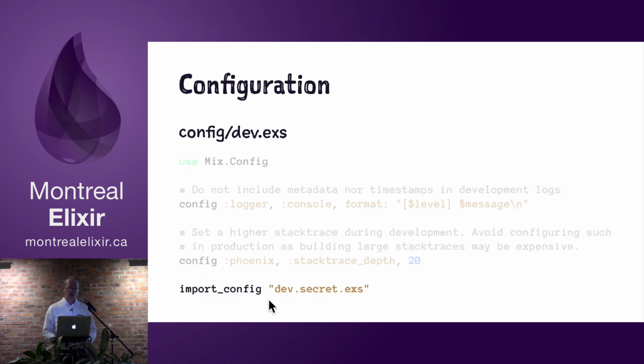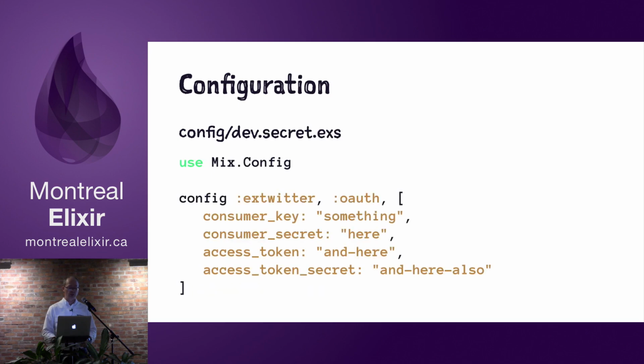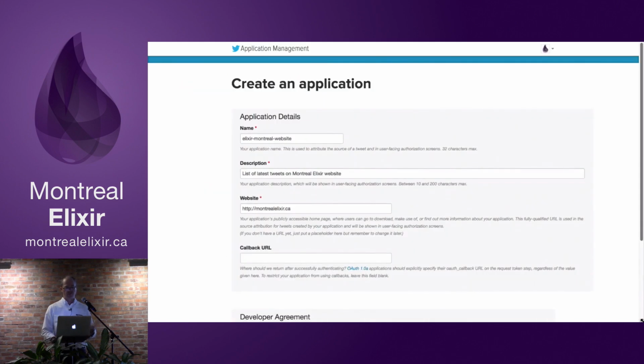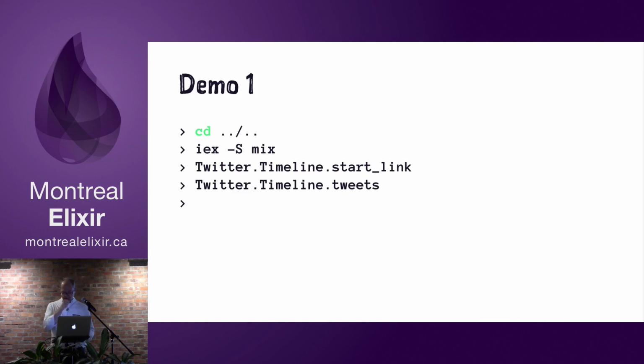We also need to go in the development config and import some secrets. So we import another config file in which we will put the consumer key secrets and the tokens that we'll get from Twitter. So at this point, we need to go on Twitter and do some setup. So you go on apps.twitter.com, you create a new app, and then you will have access to the tokens. So it's pretty simple. You just give it a name, description, the website URL, and so on. I mean, boilerplate. All right, time to do the first demo.